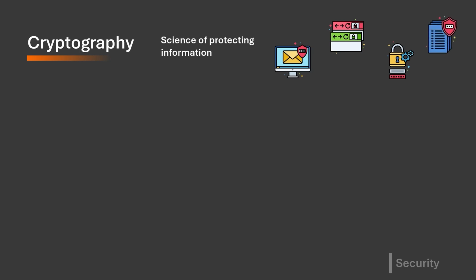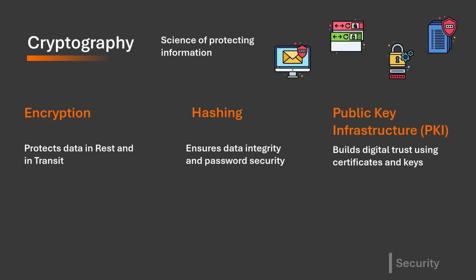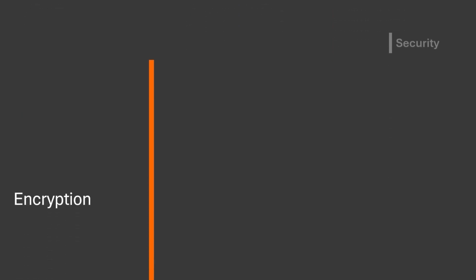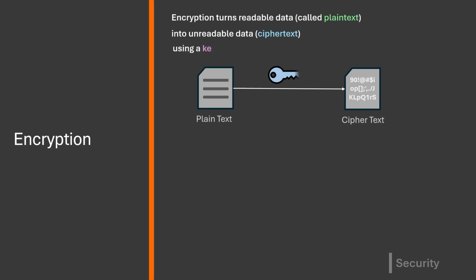To understand how cryptography works in a business setting, we will explore three core components: encryption, which protects data in transit and at rest; hashing, which ensures data integrity and password security; and public key infrastructure or PKI, which builds digital trust using certificates and keys. Let's start with encryption. Encryption turns readable data called plain text into unreadable data or ciphertext using a key and an algorithm. Only someone with the right decryption key can unlock it.